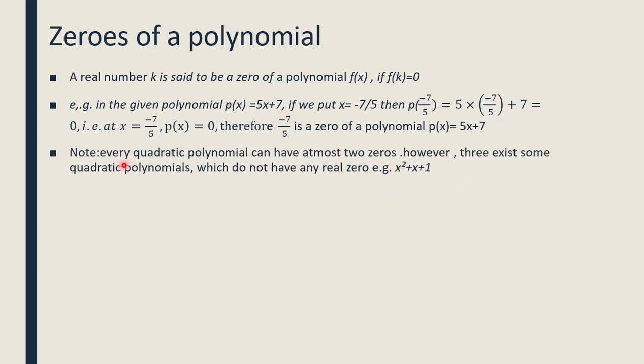Next, note: every quadratic polynomial can have at most 2 zeros. However, there exist some quadratic polynomials which do not have any real zero. For example, x^2 + x + 1.